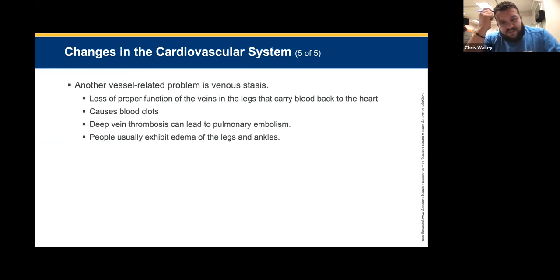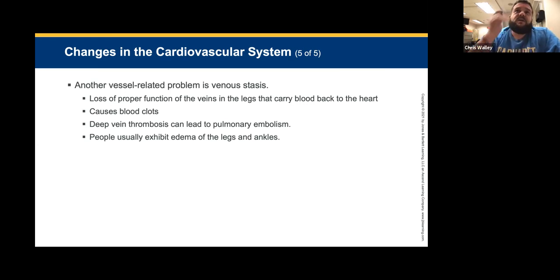So venous stasis can also cause clots to develop in the veins. This is leading to deep vein thrombosis or pulmonary embolisms. Loss of proper function of the veins in the legs that would normally carry blood back to the heart is going to change.